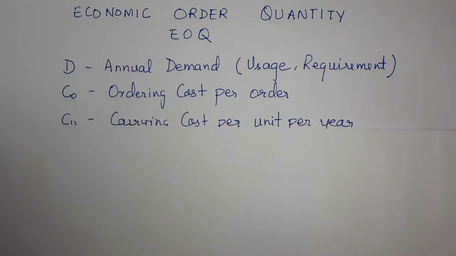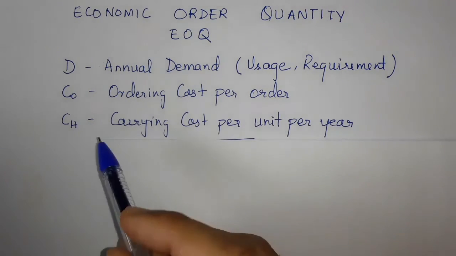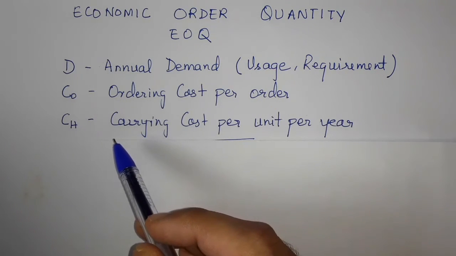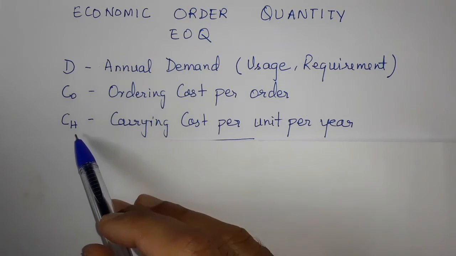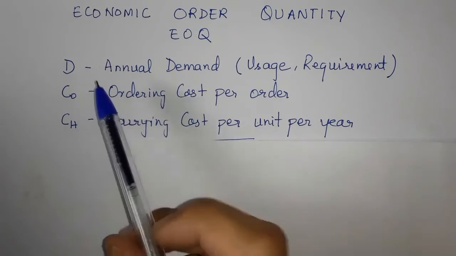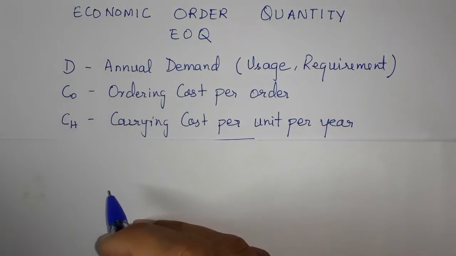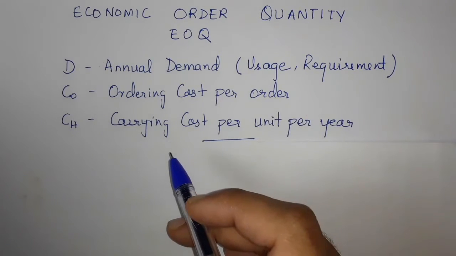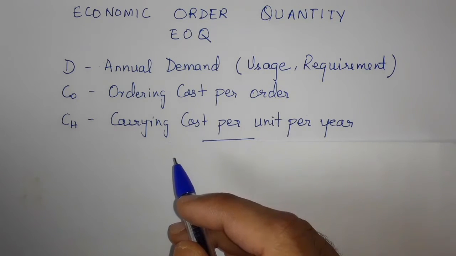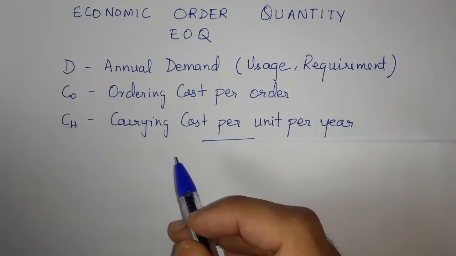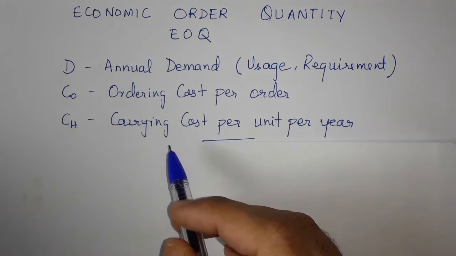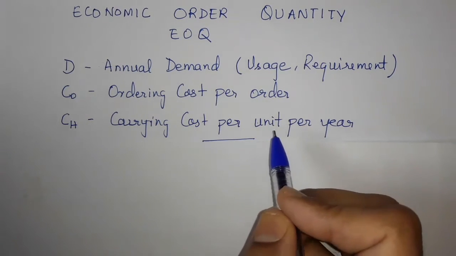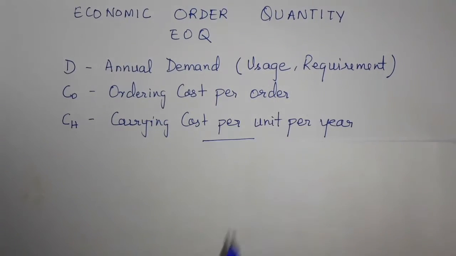The third term we need is the carrying cost. Now I've used the symbol CH for carrying cost and CO for ordering cost and D for demand. The carrying cost is also called holding cost. So these are the two commonly used terms, carrying cost or holding cost. It is the cost expressed in per unit per year. It is basically the cost of keeping the inventory expressed in per unit of inventory per year.